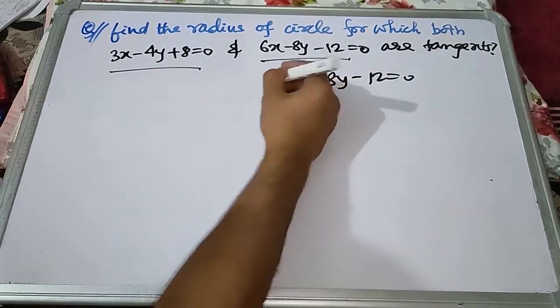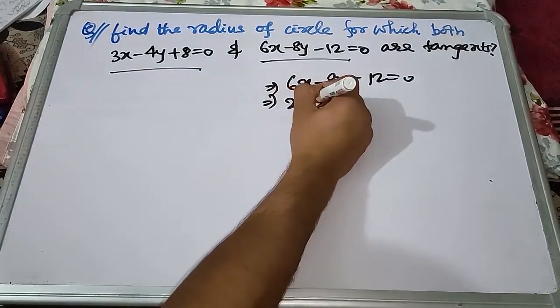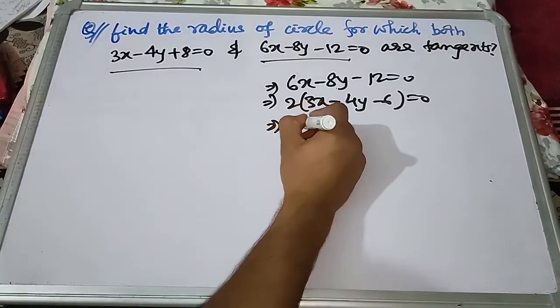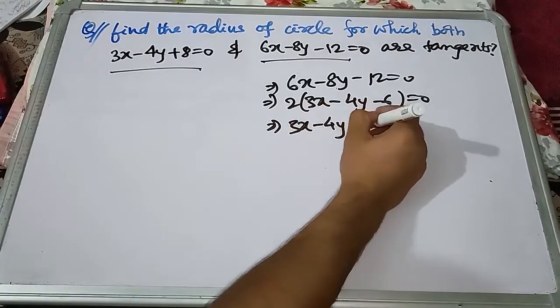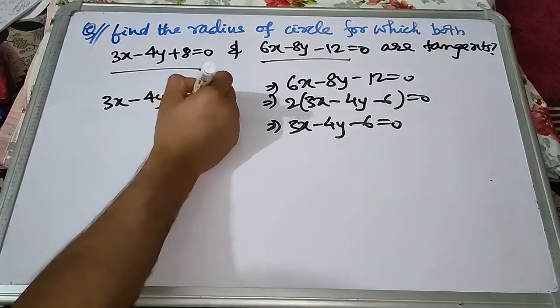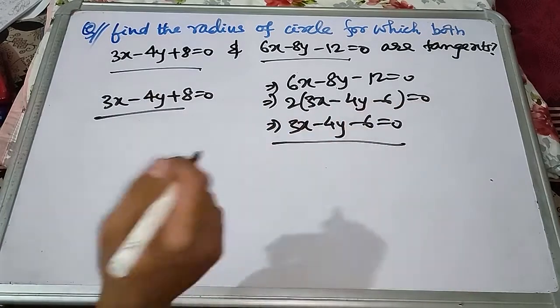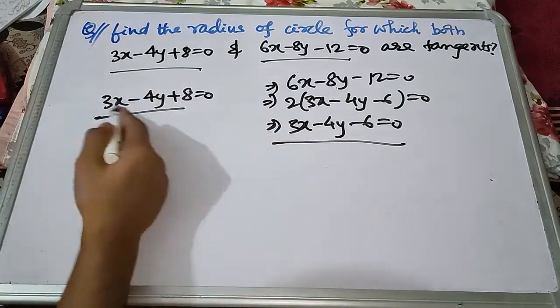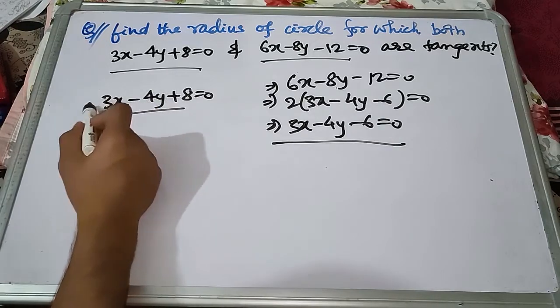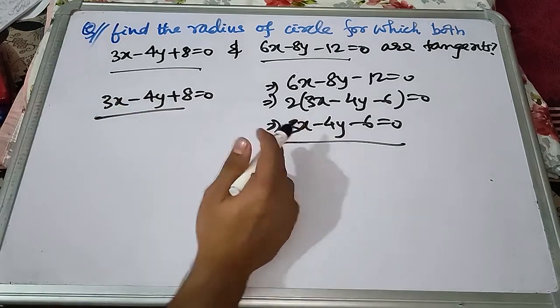can be transformed to, you take 2 common, this becomes 3x minus 4y minus 6 equals 0, and this is your 3x minus 4y plus 8 equals 0. These are parallel lines, clearly visible, because the slope of both are equal. y equals 3 by 4 x and y equals 3 by 4 x.